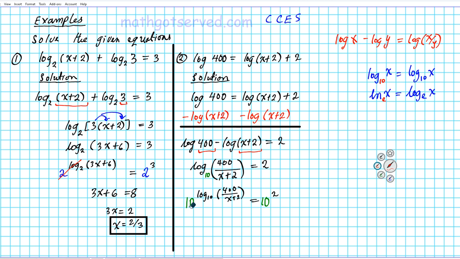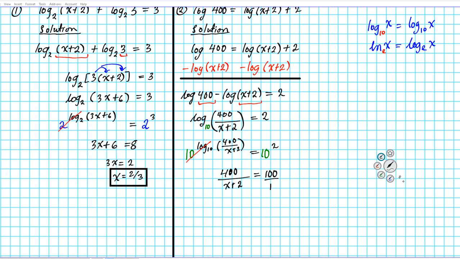On the left side, the logs and the exponents are inverse functions, so they cancel each other out. So we have 400 over x plus 2 is equal to 10 squared, which is 100. Now, to solve this, put this over 1. We're just going to cross multiply. When we cross multiply, we'll have 400 equals 100 times x plus 2.